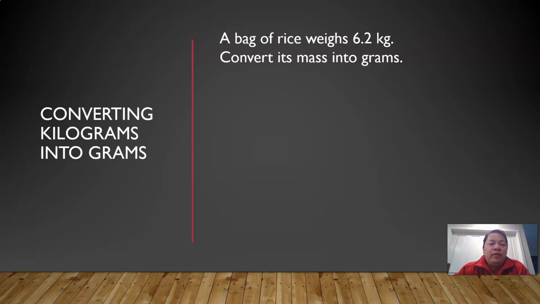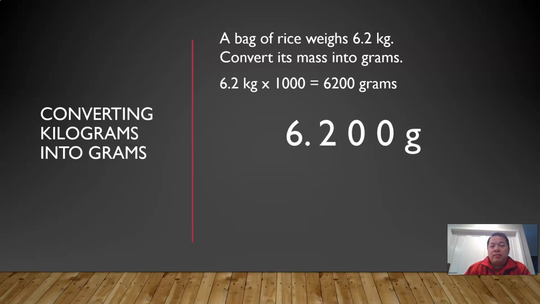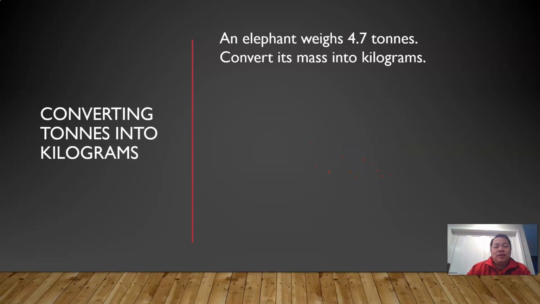Next one. How do you convert kilograms into grams? So remember, it's from a bigger unit to a smaller unit. So again, you have to times. So 6.2 kg times 1,000, you get 6,200 grams. Same thing, because 1,000 has 3 zeros, you move 3 decimal places to the right. That's how you get 6,200 grams. Okay, let's move on.